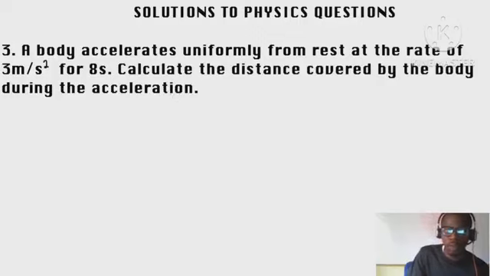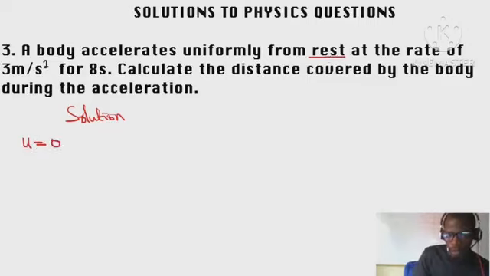So how do you solve this question? Firstly, we have some parameters that we are given. And what are these parameters? The first one is that a body accelerates from rest, meaning that the initial velocity u is equal to 0. We are also given the acceleration, which is 3 meters per second squared.